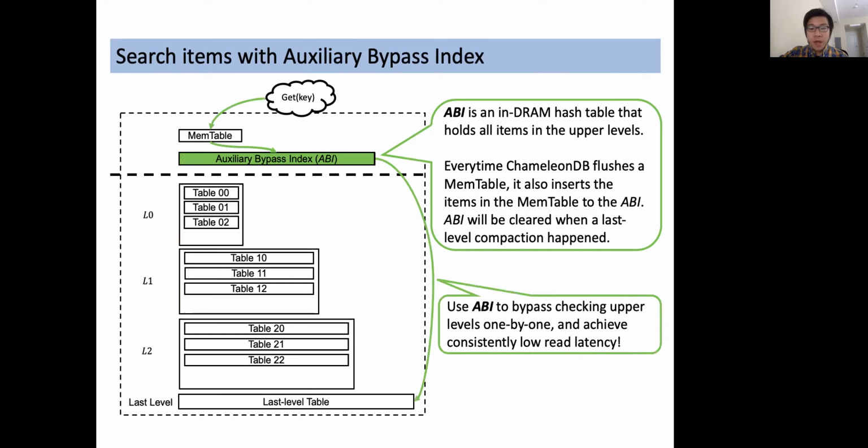By using the ABI, we can bypass checking the tables in upper levels. We check at most 3 tables during a get operation. They are the main table, the ABI, and then the last level table. The last level table will hold a large portion of the index. Only a small portion of index items will be buffered in the ABI, so the DRAM footprint of the ABI will not be large.